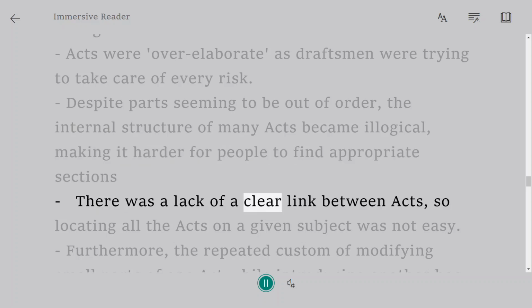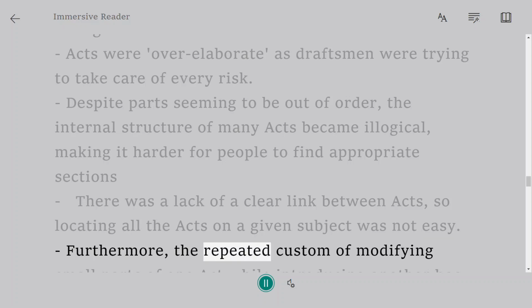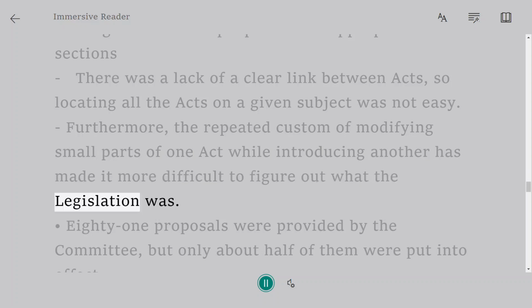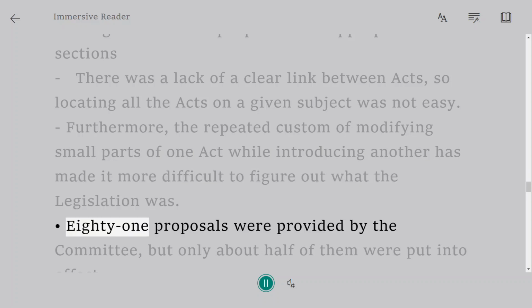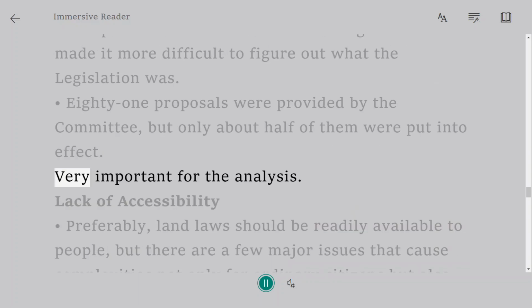There was a lack of a clear link between acts, so locating all the acts on a given subject was not easy. Furthermore, the repeated custom of modifying small parts of one act while introducing another has made it more difficult to figure out what the legislation was. 81 proposals were provided by the committee, but only about half of them were put into effect. Very important for the analysis.